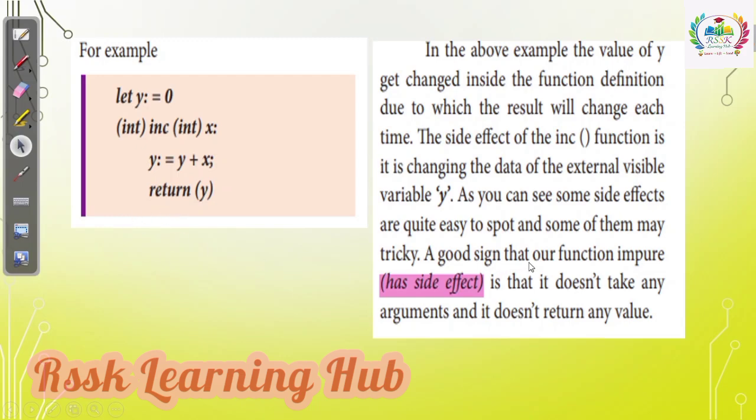Okay, a good sign that our function is impure is that it does not take any argument and does not return any value. If it doesn't take any arguments, it won't return any value. So that kind of impure function has a side effect.